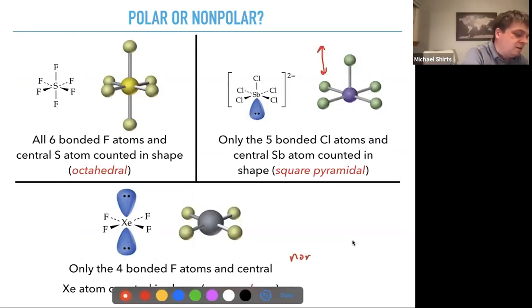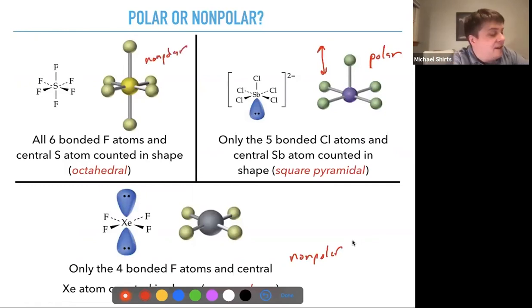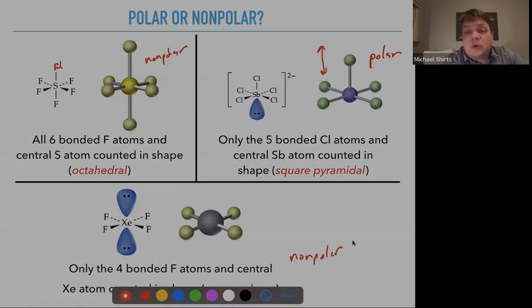So nonpolar, polar, nonpolar. And again, of course, if the symmetry is broken here, if this were like a chlorine here, that would end up being slightly polar, because the dipoles wouldn't cancel out. So when we talk about the dipoles canceling out, it's only if they're all the same atom that are canceling.